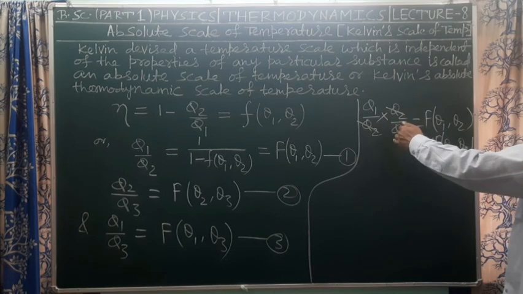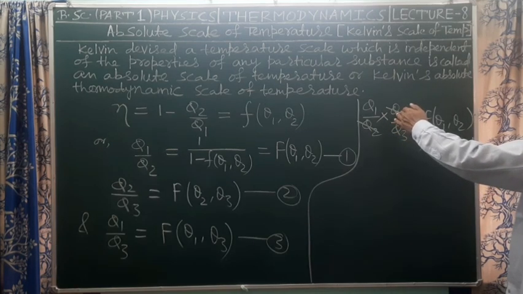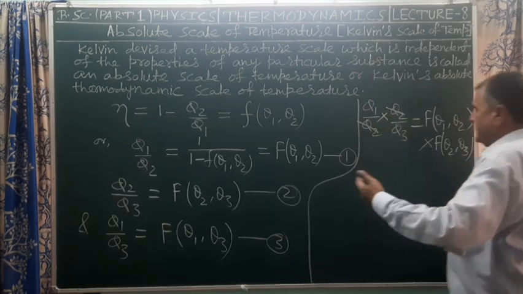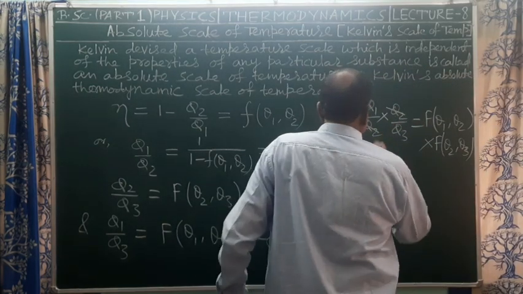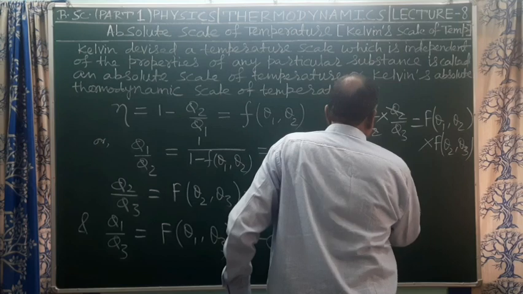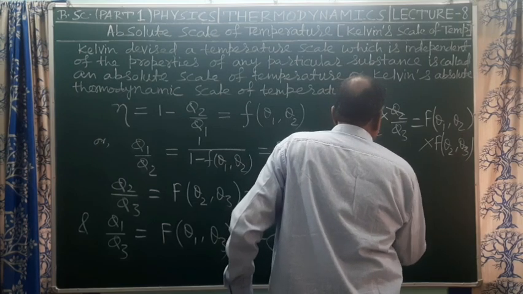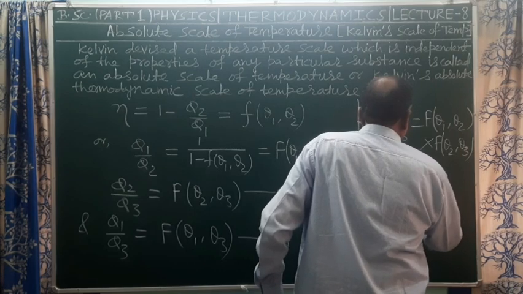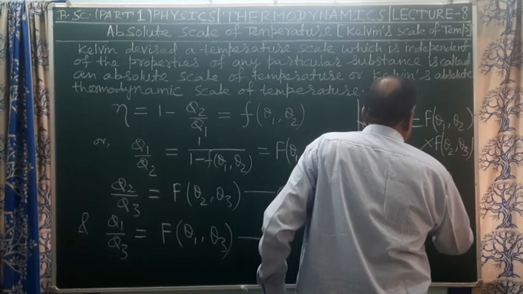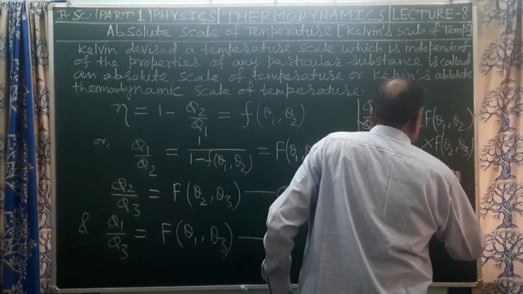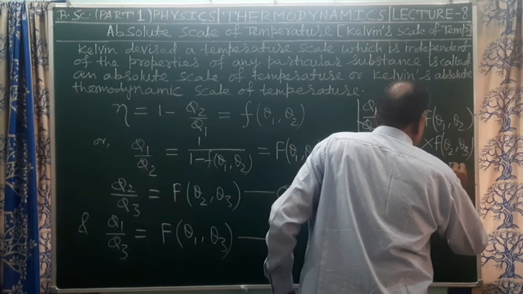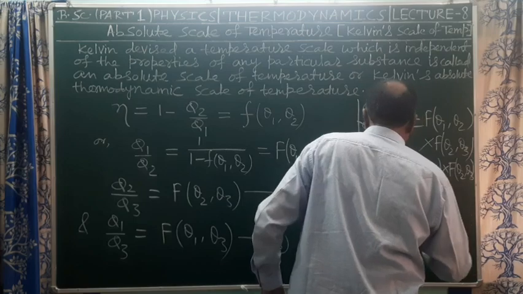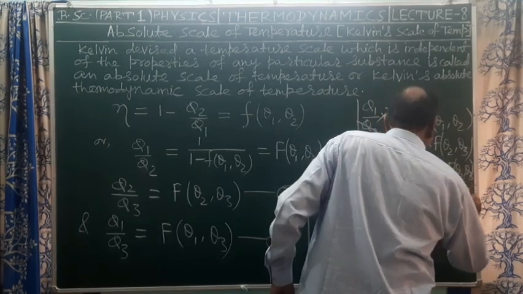तो LHS में न्यूमरेटर में Q2 एंड डिनोमिनेटर में भी Q2 है, वह कैंसिल हो जाएगा. Therefore we can write it as LHS becomes Q1 upon Q3 equals F theta 1 comma theta 2 multiplied by capital F theta 2 comma theta 3. Suppose it is equation number 4.